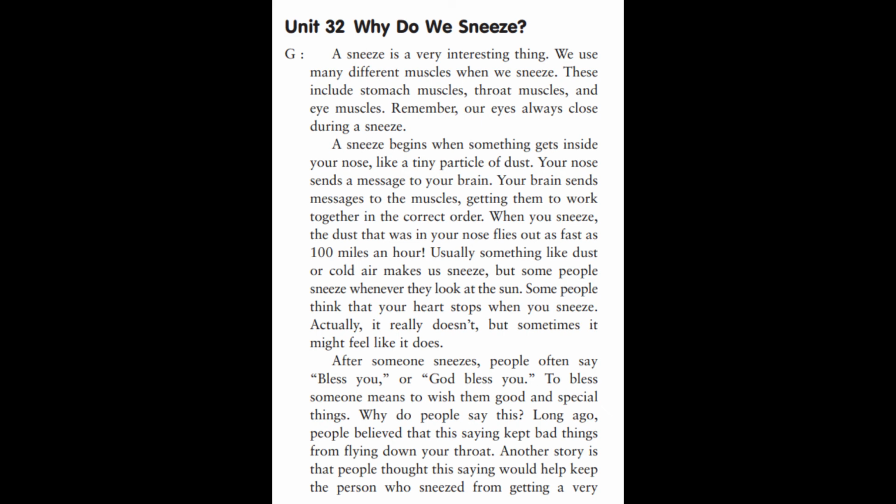Usually, something like dust or cold air makes us sneeze, but some people sneeze whenever they look at the sun. Some people think that your heart stops when you sneeze. Actually, it really doesn't, but sometimes it might feel like it does. After someone sneezes, people often say, "Bless you," or "God bless you." To bless someone means to wish them good and special things.